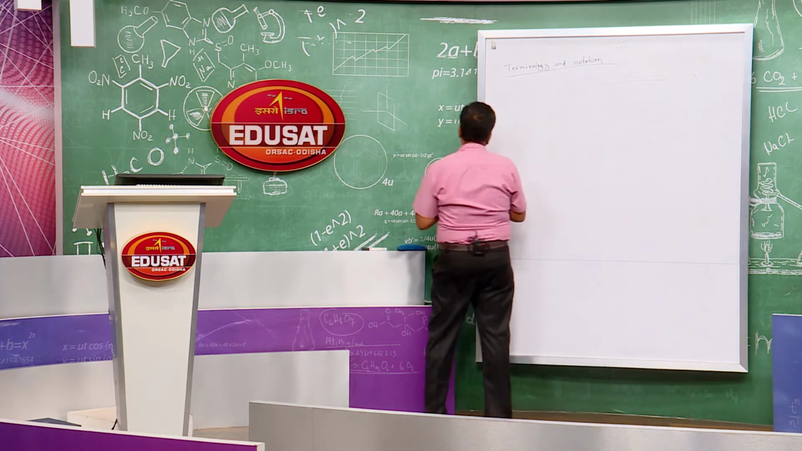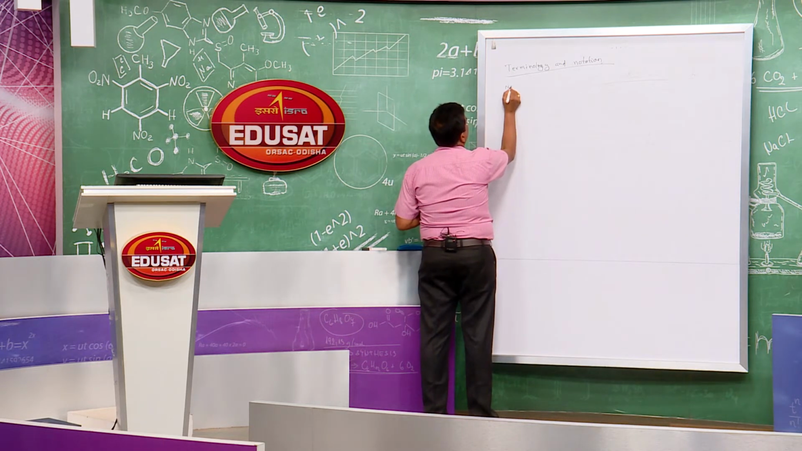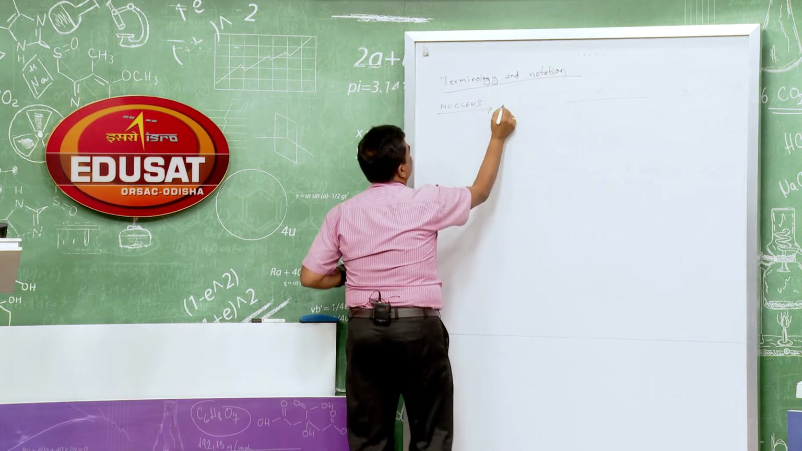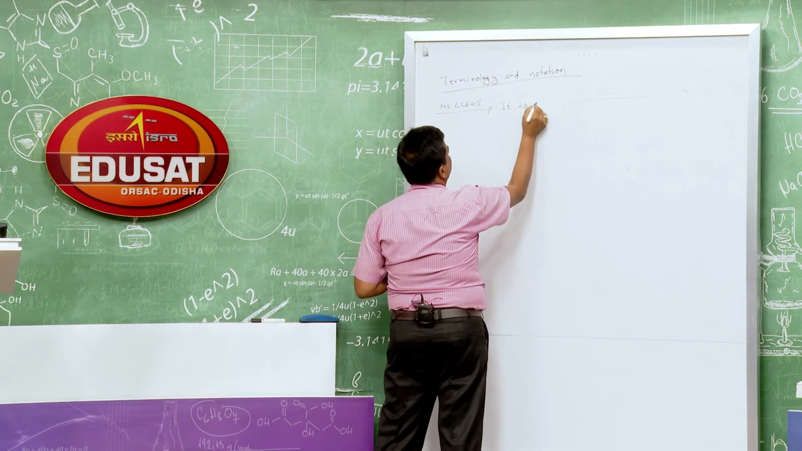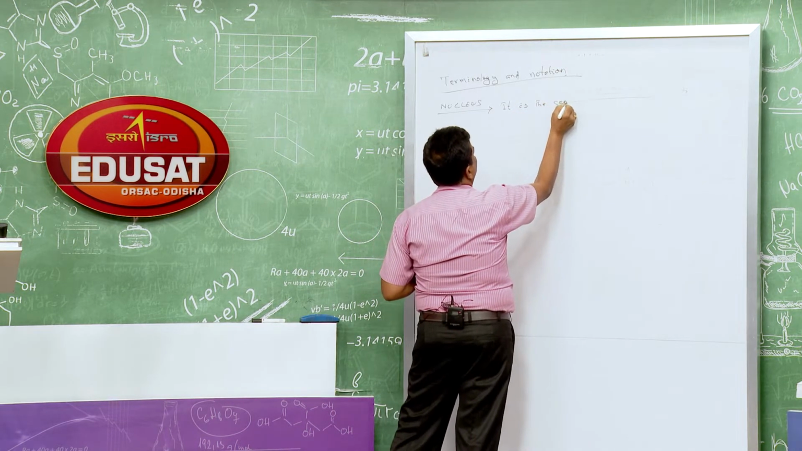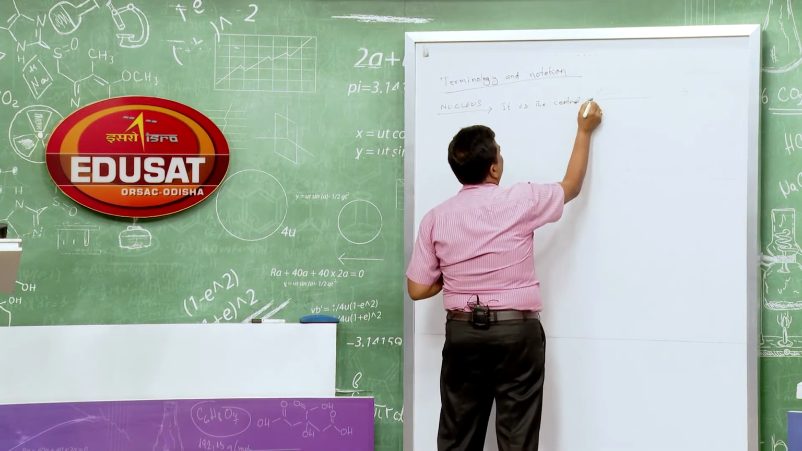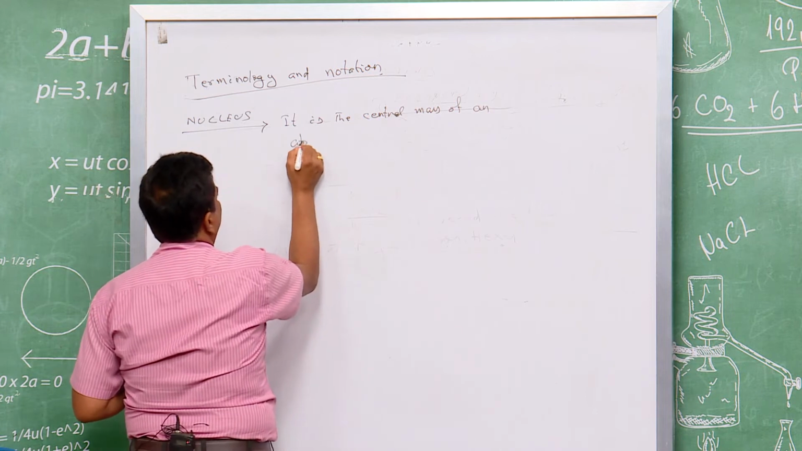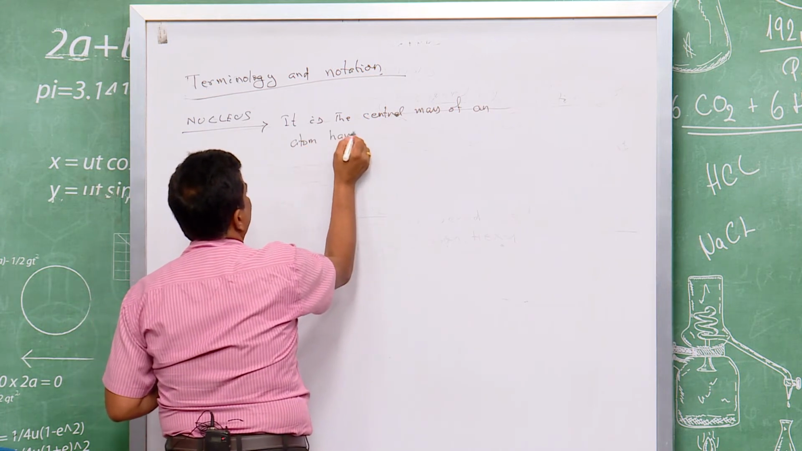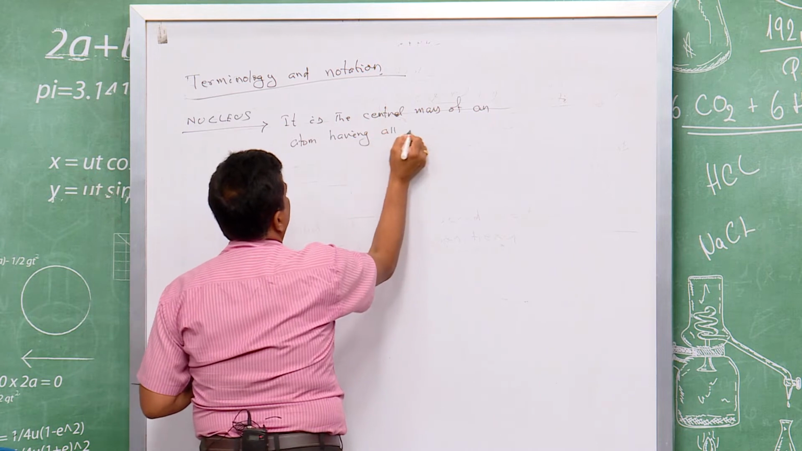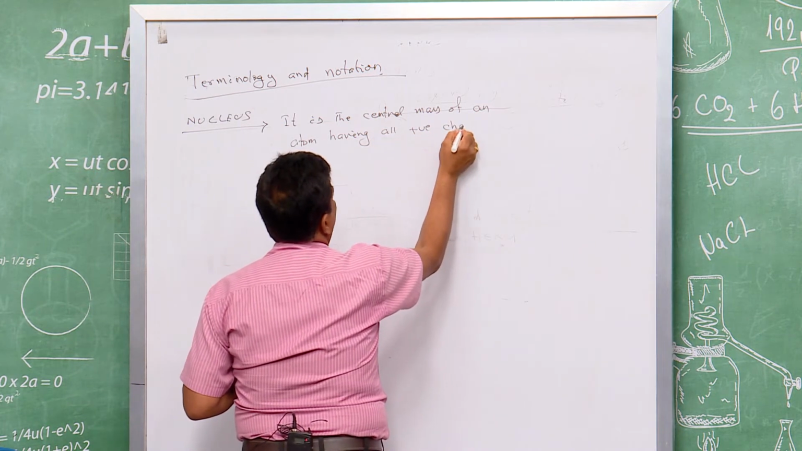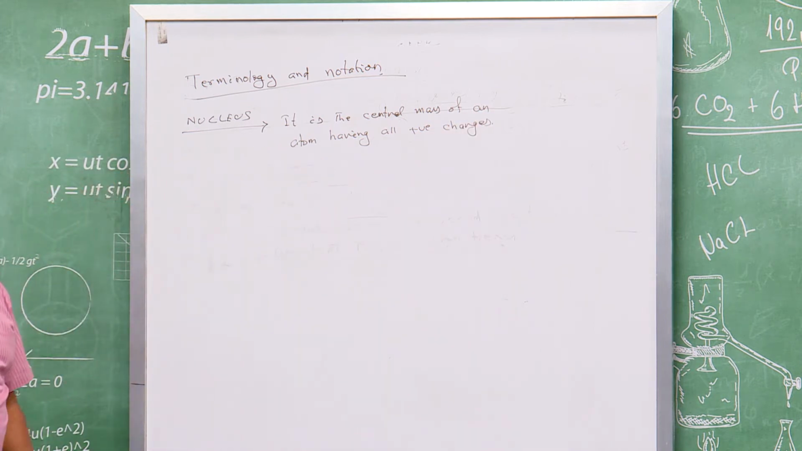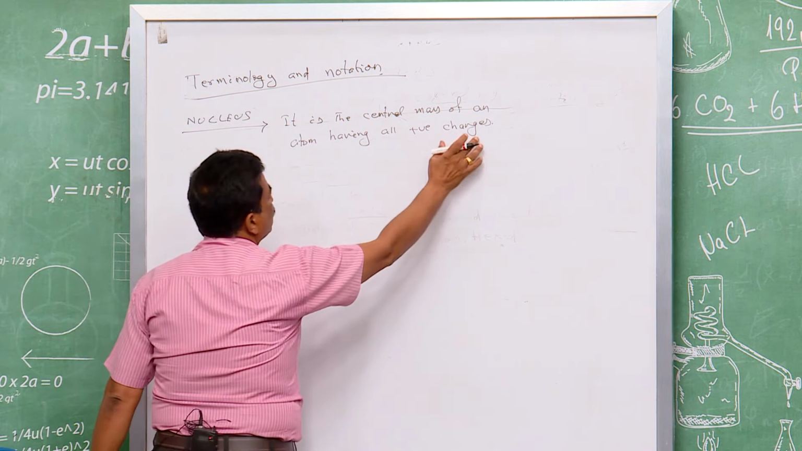The very first one is the nucleus. Nucleus. It is the central mass of an atom having all the positive charges. The central mass of the atom having all the positive charges.